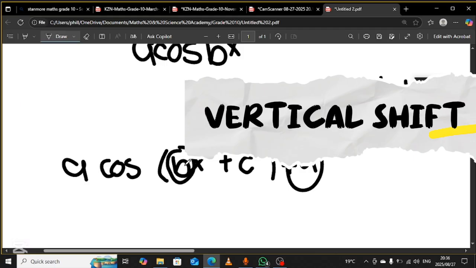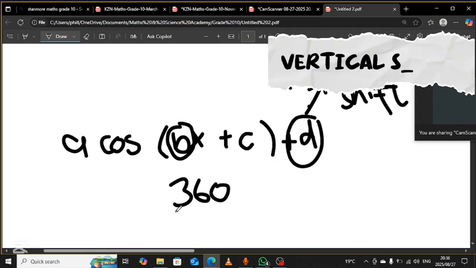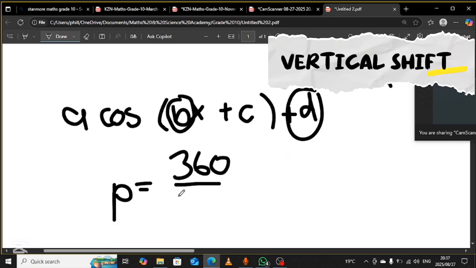Then you get another equation: P is equal to 360 over the absolute value of b. Can you say the period is equal to 360 over the absolute value of b?